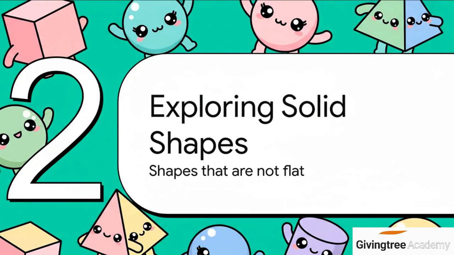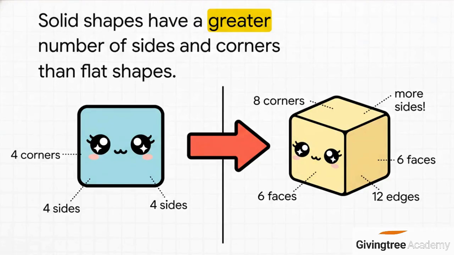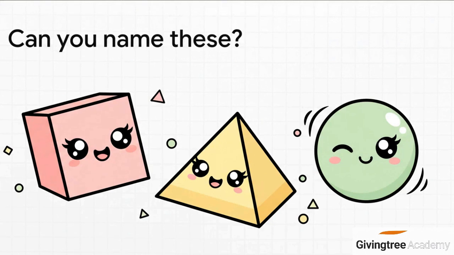Now let's meet the other group, solid shapes. These are the shapes that are not flat. You can actually pick them up and hold them in your hand. One of the biggest differences to remember is that solid shapes usually have more sides and more corners than flat shapes. They're a little more complex. Here are a few famous solid shapes. Can you name them? We've got a cube, a pyramid, and a sphere. A sphere, like a basketball, is pretty special because it has no flat sides and no corners at all.